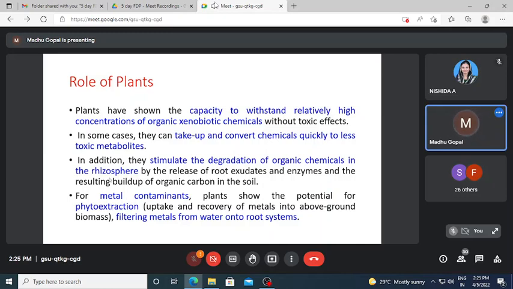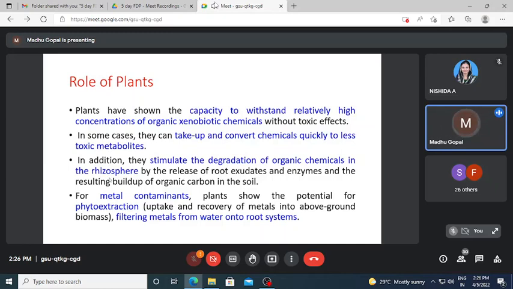Vetiver grass is, anyway, a lot of studies have been carried out to establish the potential of this vetiver grass as a phytoremediation agent. So plants of such nature have shown the capacity to withstand relatively high concentrations of organic xenobiotic chemicals without toxic effects. So the plant should be able to tolerate that toxicity, so they can withstand. Many plants have shown that capacity. Even this vetiver grass has that capacity.